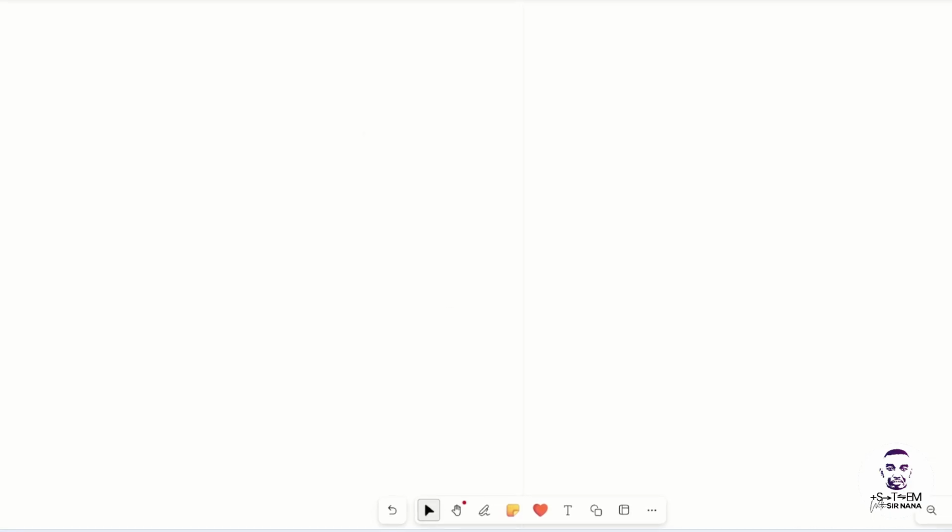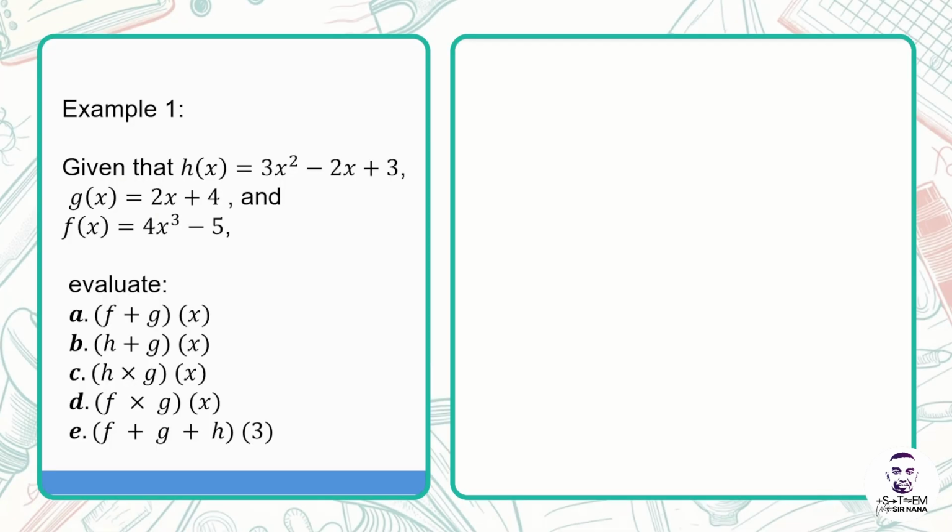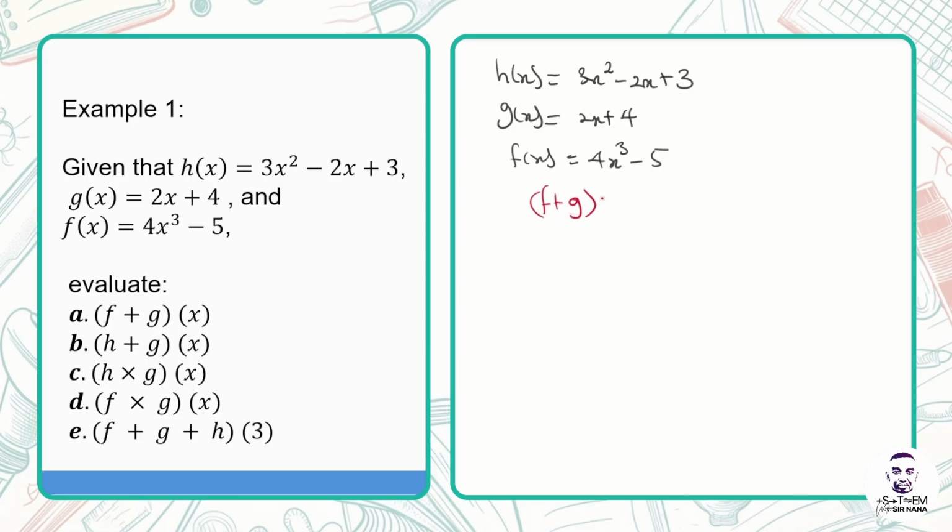So basically, the question has given us three functions. One of the functions is h of x, and this function is equal to 3x squared minus 2x plus 3. Then we have another function which is g of x, and that is equal to 2x plus 4. And then we also have another function which is f of x, which is equal to 4x cubed minus 5. Now let's look at the first one together. So we are to evaluate f plus g, all this of x.